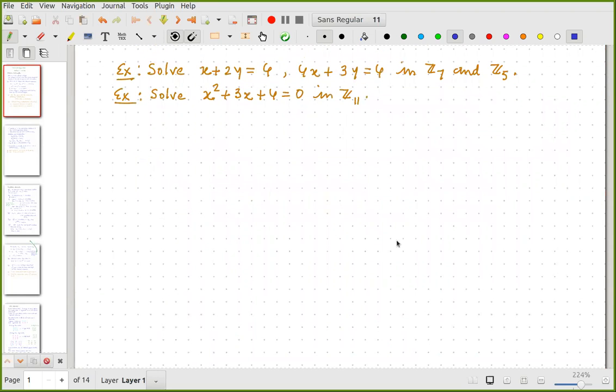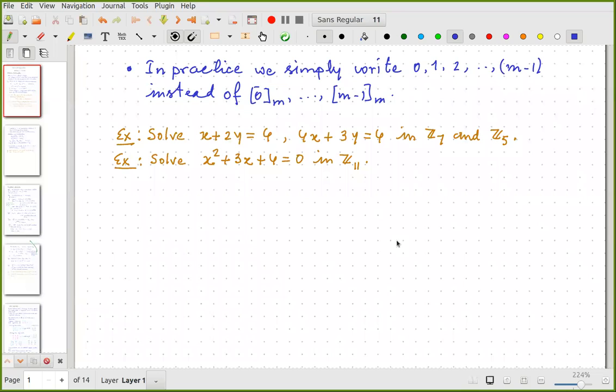There was a problem of solving these equations, linear equations in two variables, over Z7 and Z5. There was one quadratic equation. For the quadratic equation, you can just think of it as an equation over integers, and then solve it and then reduce the solutions. That would do it. 3 and 5 are solutions. Yes, 3 and 5 are solutions. Absolutely. So it's actually very easy. Whatever you get just remains valid modulo 11.